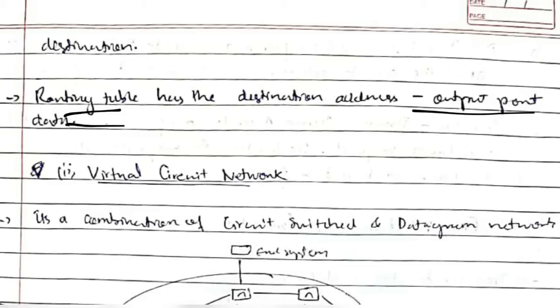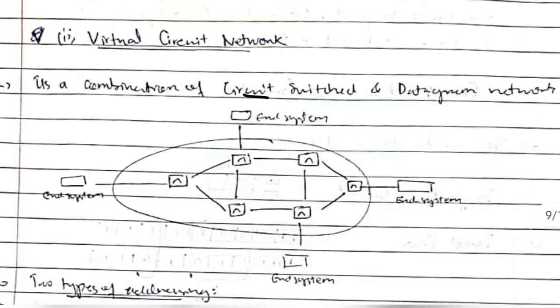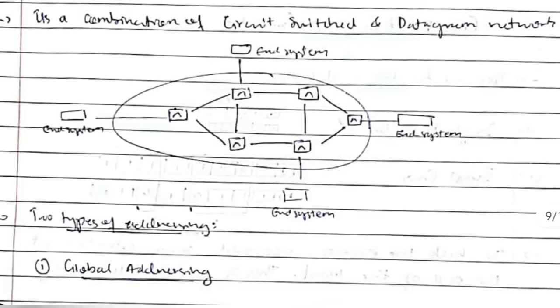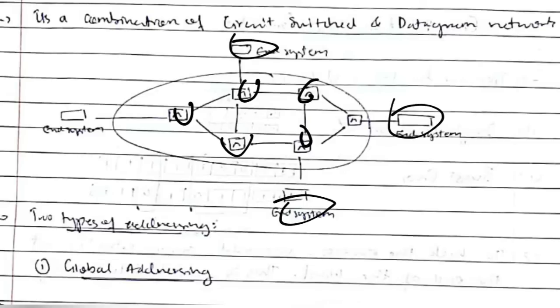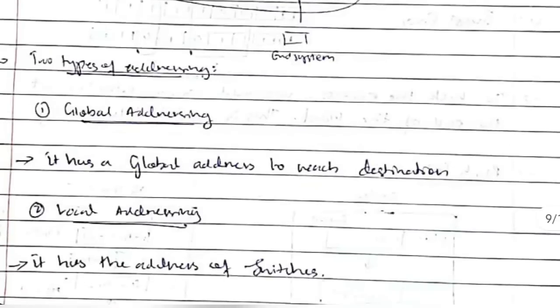The second one is the virtual circuit network. It's a combination of the circuit switch network and the datagram network. In this case, these are the switches, and these are the end systems. There are two types: first one is global addressing, and second one is local addressing. In global addressing, it has the address to reach the destination.